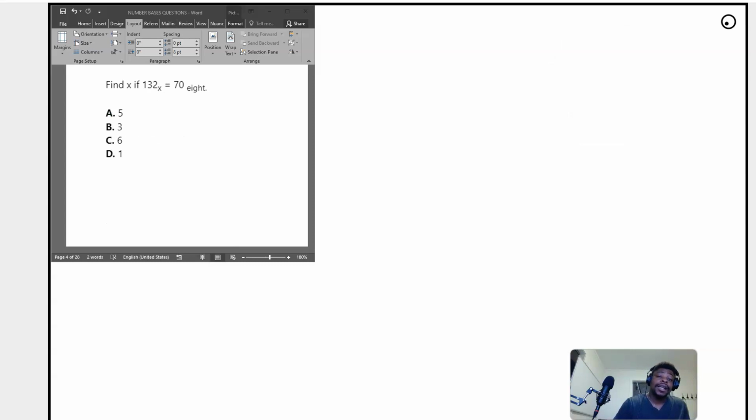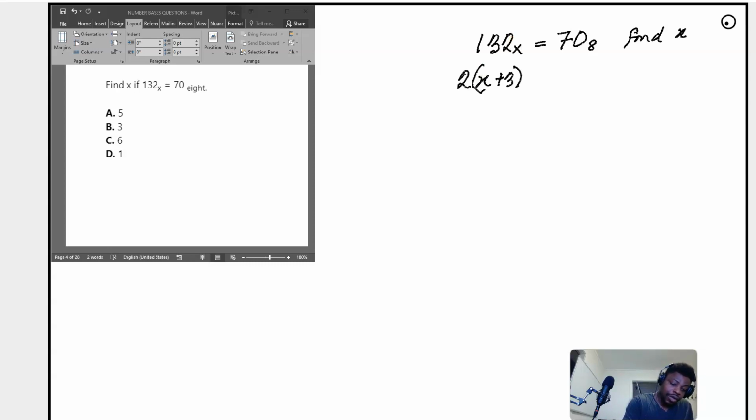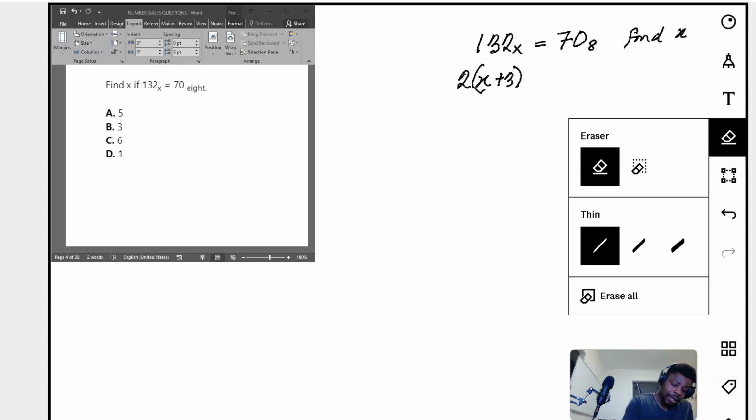Easy. Next question. So if 132 base x is equal to 70 base 8, we are looking for x. Find x. Okay, let's convert this one to base 10. So that is x times 1, that is x, plus 3. Then you multiply by 2, which is this one here. Or if you don't understand it that way, I can do it in a normal way that you prefer.